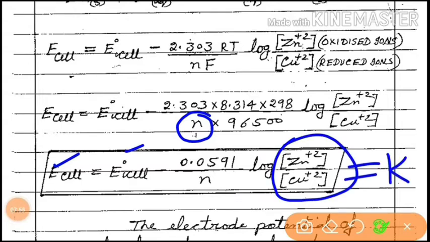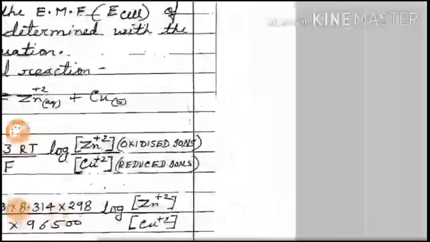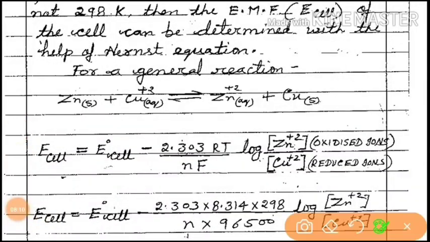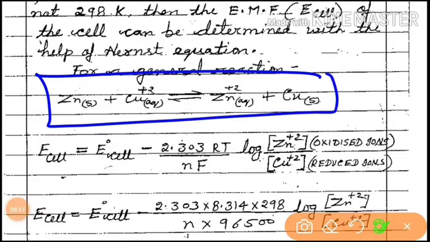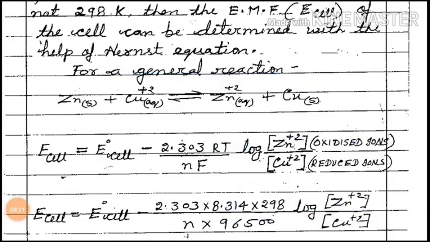K. So here the formula that we write is log K. Like here in the formula we write it as log K. So log will remain as it is, and for this particular equation, the value of K is equal to Zn plus 2 upon Cu plus 2. This is the value of K.